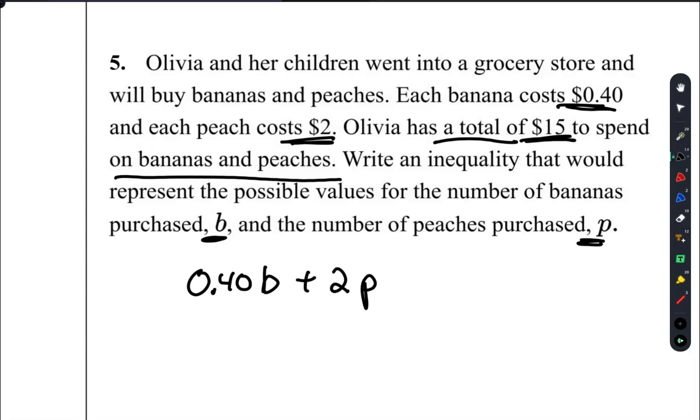And since Olivia has a total of $15 to spend, she can't spend more than that. She can spend 15 or she can spend less than that. So it will have to be less than or equal to 15. And that's it. That's how you write the inequality there.